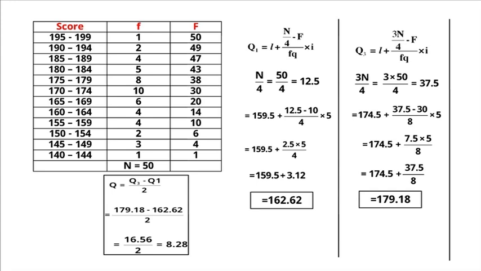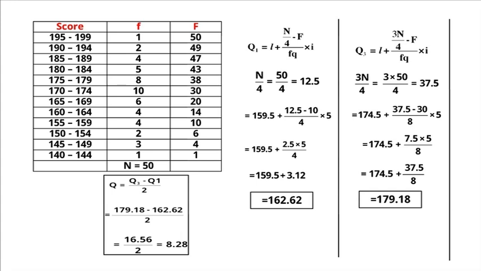Then 5, 38 plus 5, 43. Then 4, 43 plus 4, 47. Then 2, 47 plus 2, 49. And the last one, 49 plus 1, 50. So, you will find out the cumulative frequencies of the class intervals.